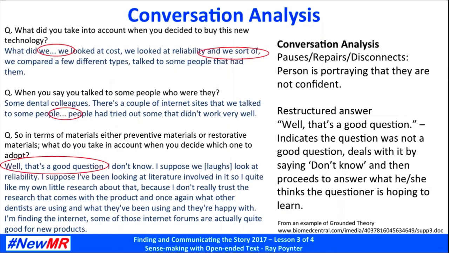I'm just going to show you a couple of examples from an in-depth interview with a dentist about how we got the analysis and the sorts of things that we can do when we're looking at that open-ended text. So from conversation analysis, we look for things called pauses and repairs. So what did we... we? Bit further down, we talked to some people... people. Now that means that people are generally not confident.